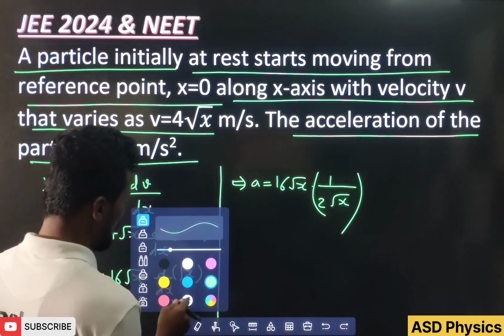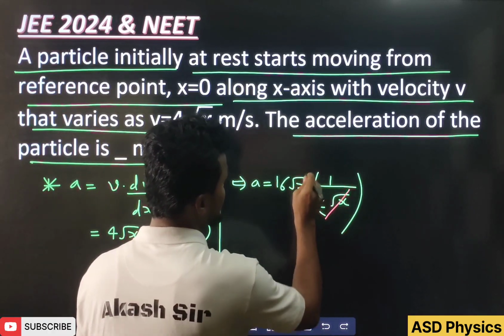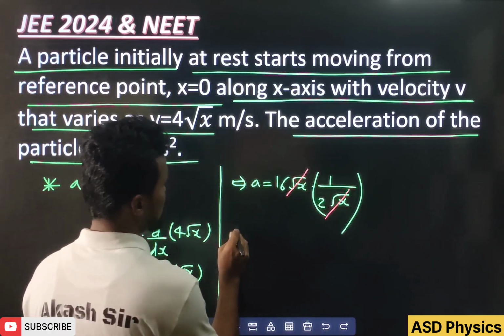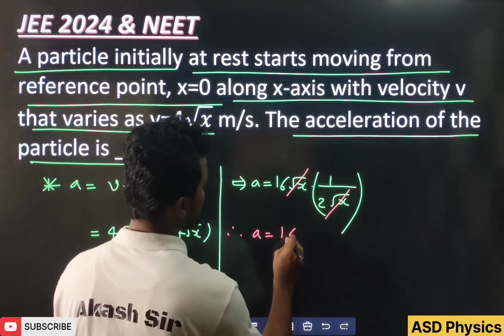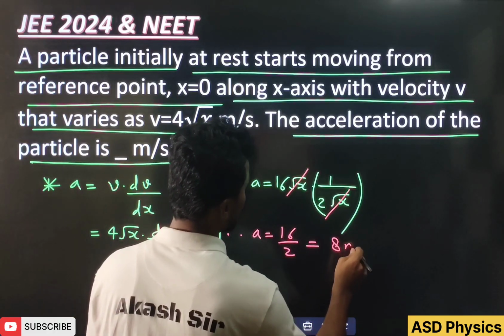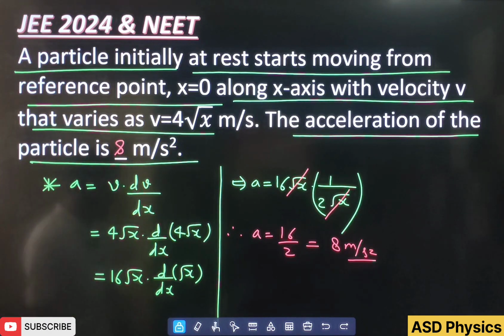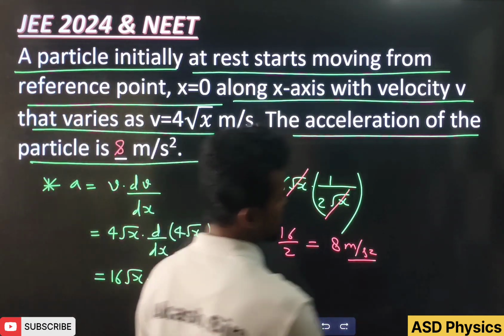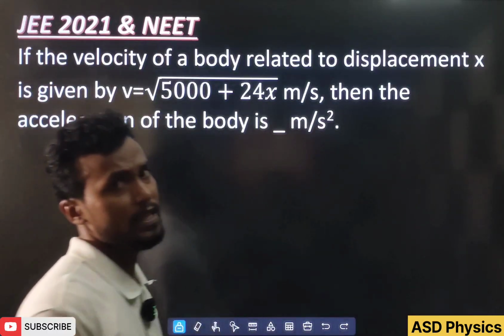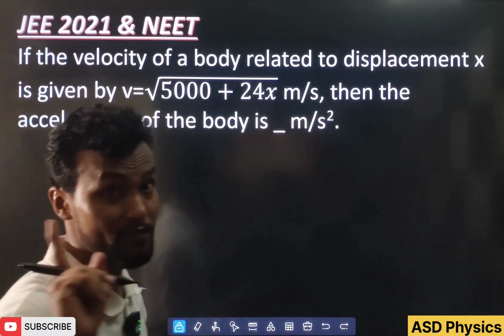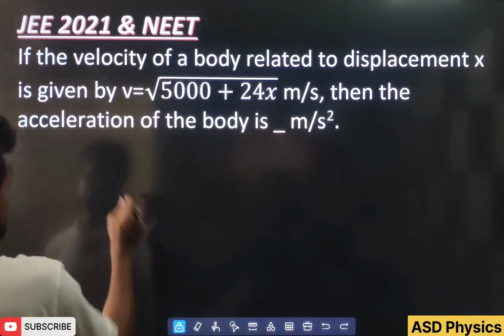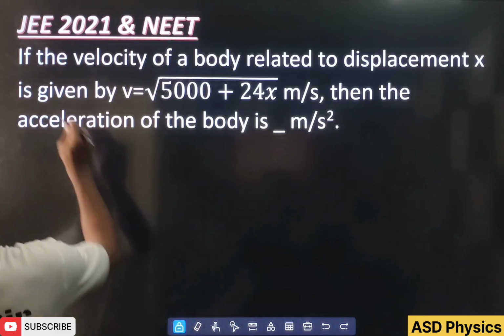Remember, students, this root x will cancel. So the acceleration will be 16 by 2, that is 8 meter per second square, and here we have to fill 8. Remember that velocity is given as a function of position, so only we have used this. We should not use a equal to dV by dt.